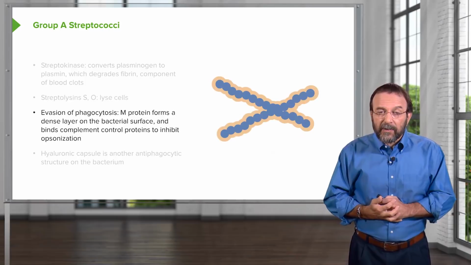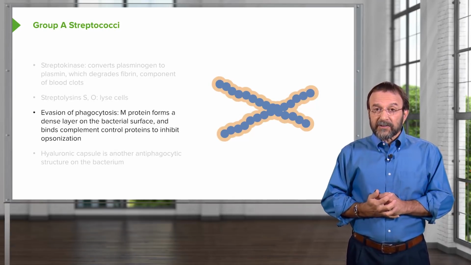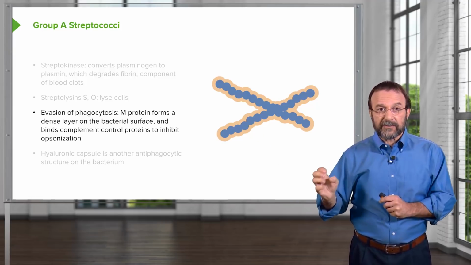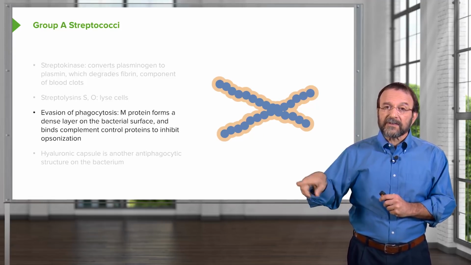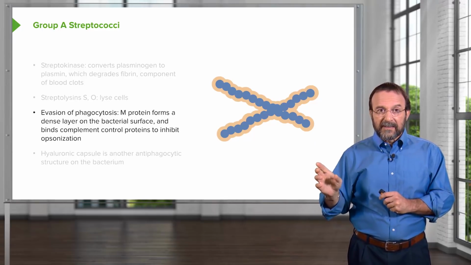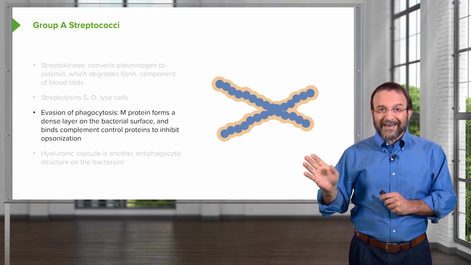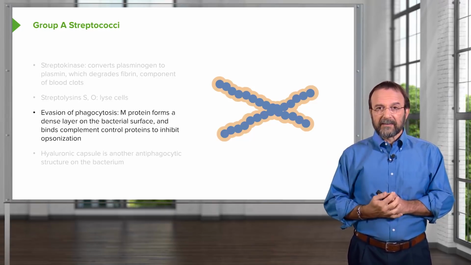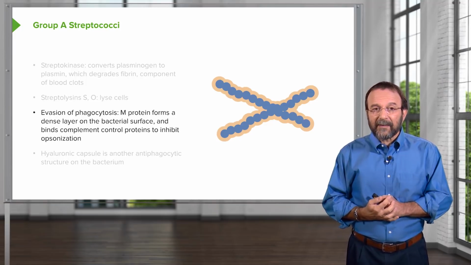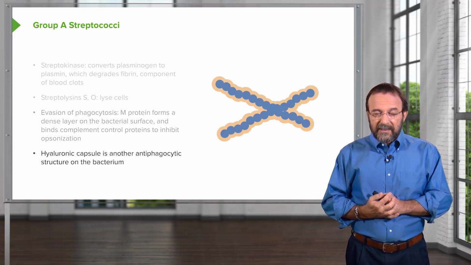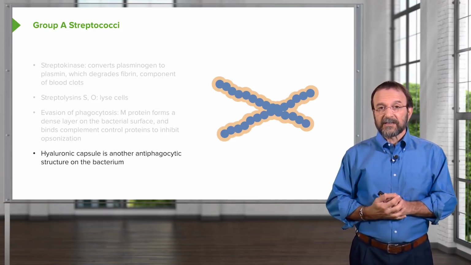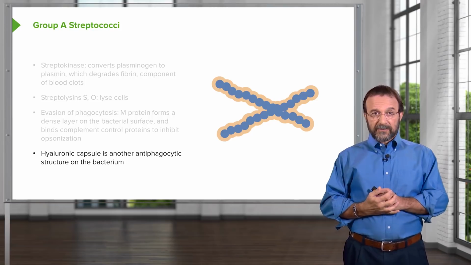And the bacteria also are very good at avoiding phagocytosis. Remember, macrophage-like cells are trying to take up these bacteria to destroy them. The bacteria have on their surface an M protein. It forms a dense layer on the surface of the bacteria. It binds complement and inhibits uptake by the macrophages. The bacteria also have a capsule on the outer surface. This is another anti-phagocytic structure. So it has at least two ways to avoid phagocytosis and destruction.